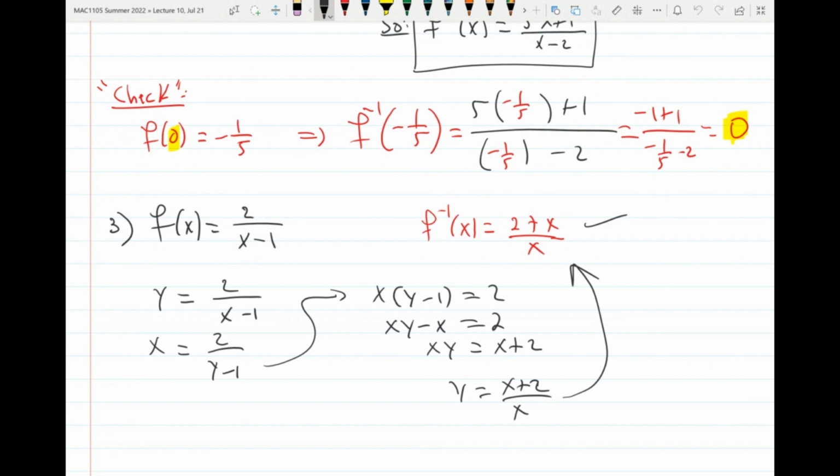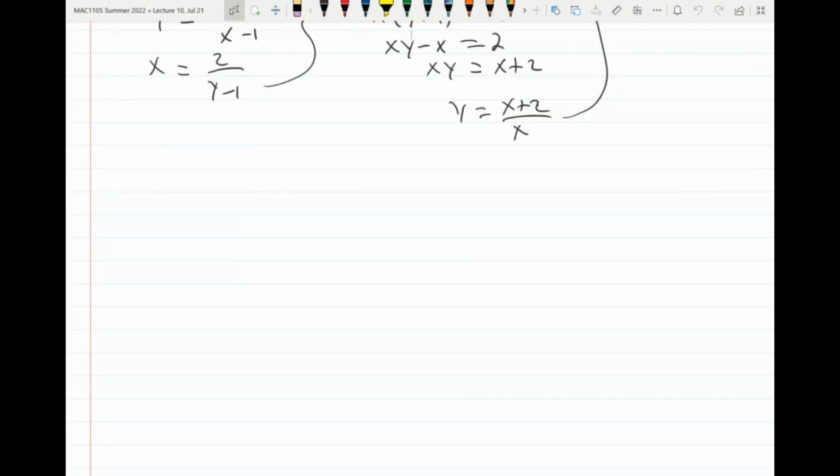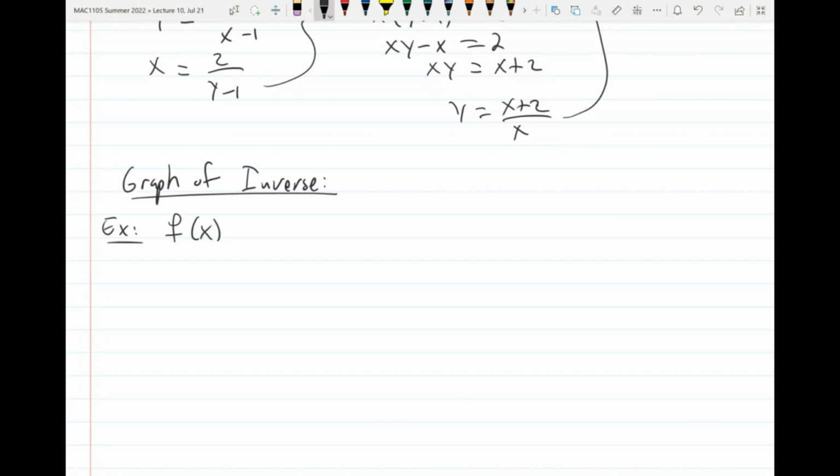How about the graph? Is there a relationship between the graph of a function and the graph of its inverse? In other words, if you know how a function looks, could you predict how the inverse is going to look? What do you think is going to happen? So, a graph of the inverse function. And again, let's do this with a little example, and the example is going to tell us exactly what happens.